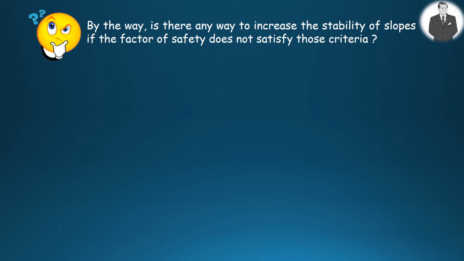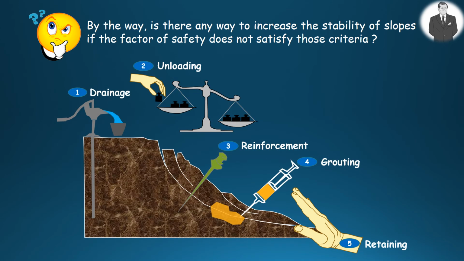By the way, is there any way to increase the stability of slopes if the factor of safety does not meet those criteria? Yes, there are several techniques. As you would appreciate, it is not possible to explain all of them here. However, I will explain some of the well-known methods briefly. The first one is the drainage technique.